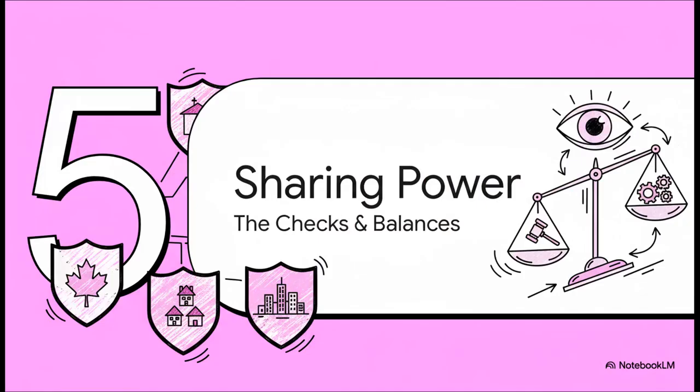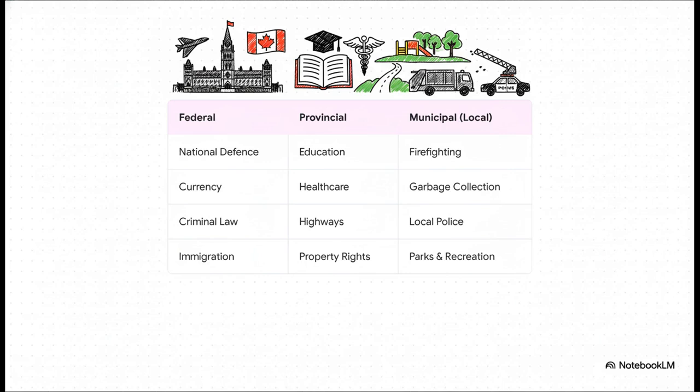So, how do we make sure all this power doesn't just get concentrated in one place? Well, the system has some built-in checks and balances. Power in Canada isn't just in Ottawa. It's carefully divided between different levels of government, which we call federalism, and the whole thing is watched over by independent courts.